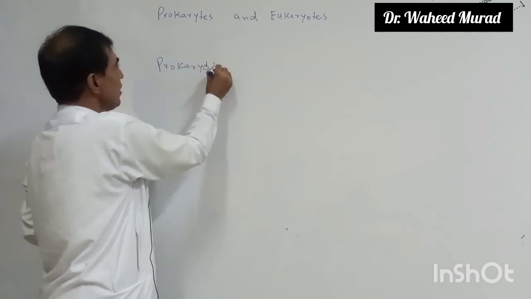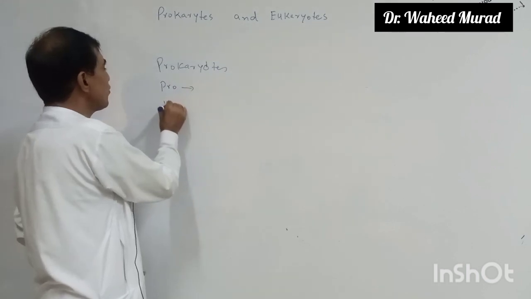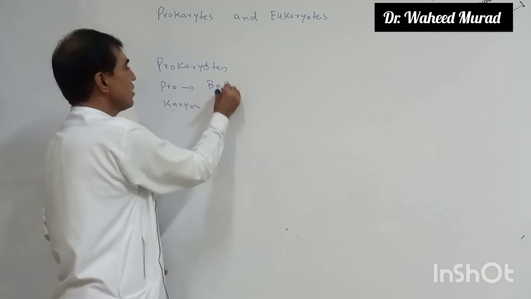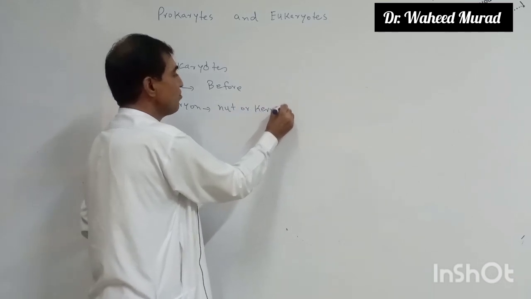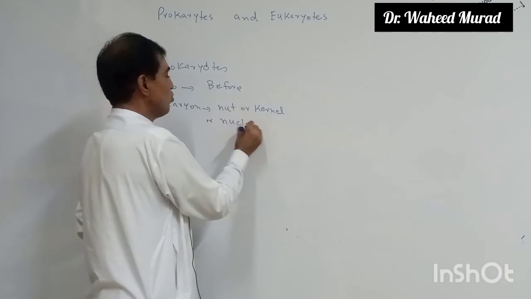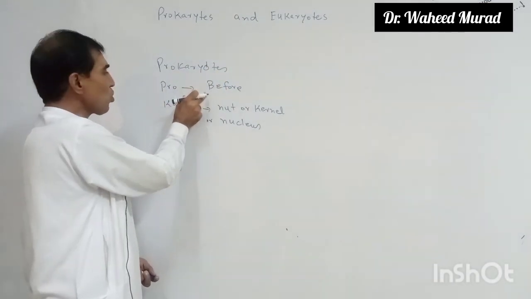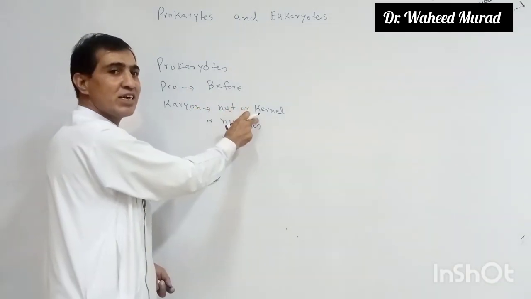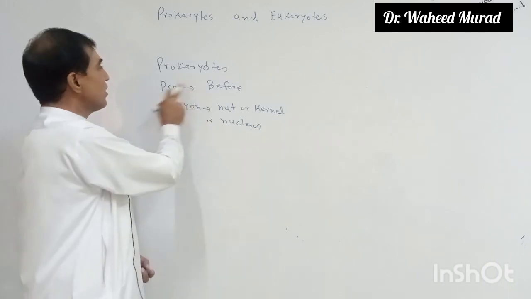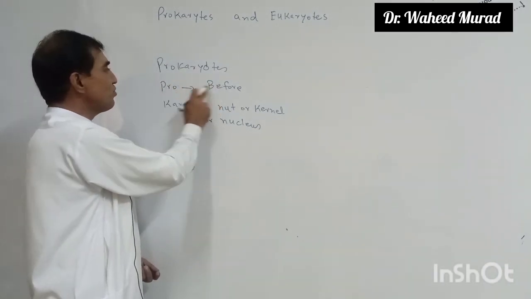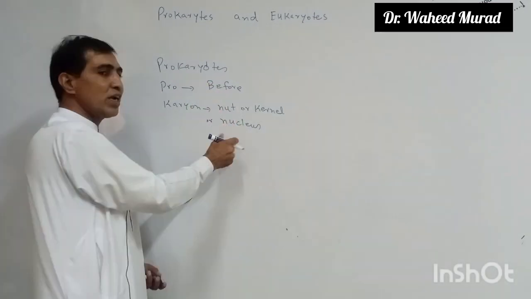Prokaryotes. The term prokaryotes is derived from two Greek words, pro and karyon. Pro means before and karyon means nut or kernel, or simply we can say nucleus. So what are prokaryotes? What are prokaryotic organisms? All those organisms which lack well-defined nuclei in their cells. A cell without nucleus is called prokaryotic cell, and such organisms are called prokaryotes. Pro and karyon means before nucleus. Before nucleus means a cell without well-defined nucleus.